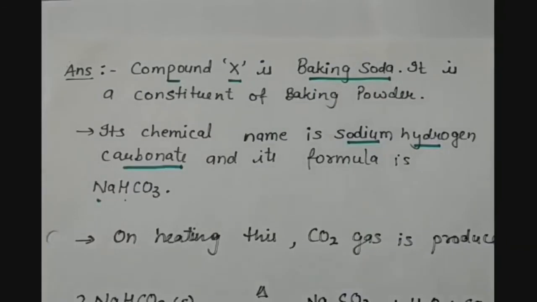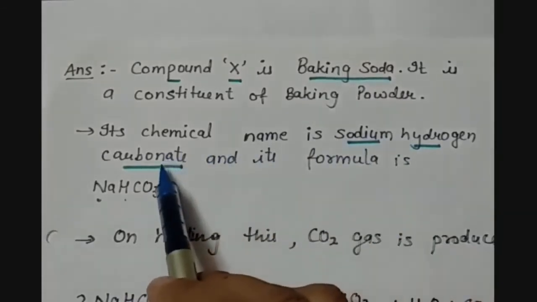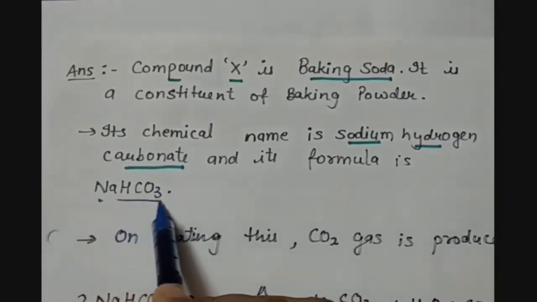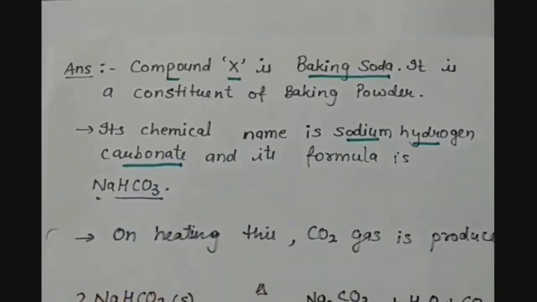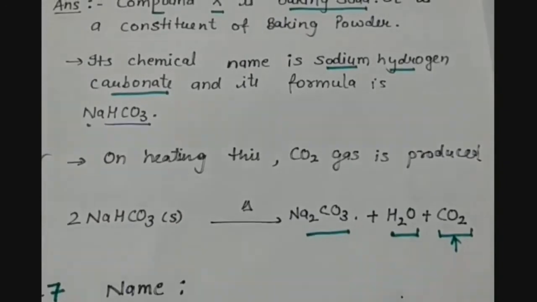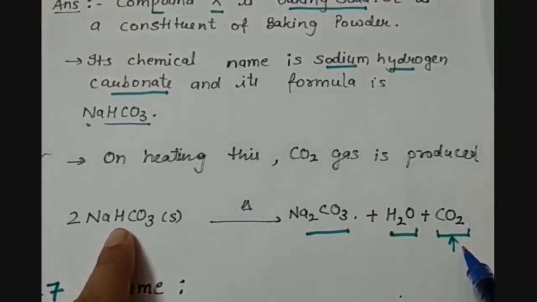So the compound X is baking soda. Baking soda, which is a constituent of baking powder. And its chemical name is sodium hydrogen carbonate. So it's a hydrogen carbonate of sodium, and its formula is NaHCO3. And on heating, this produces carbon dioxide gas. Let us see the reaction involved. So when NaHCO3 is heated, it produces sodium carbonate and water, and carbon dioxide gas is evolved. So on heating, this hydrogen is removed.